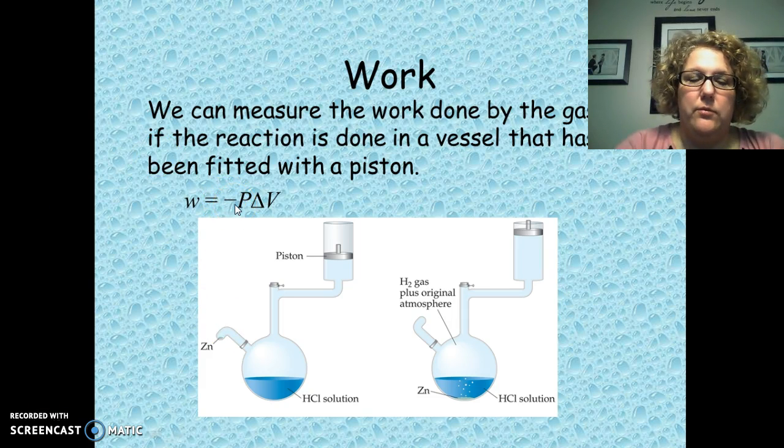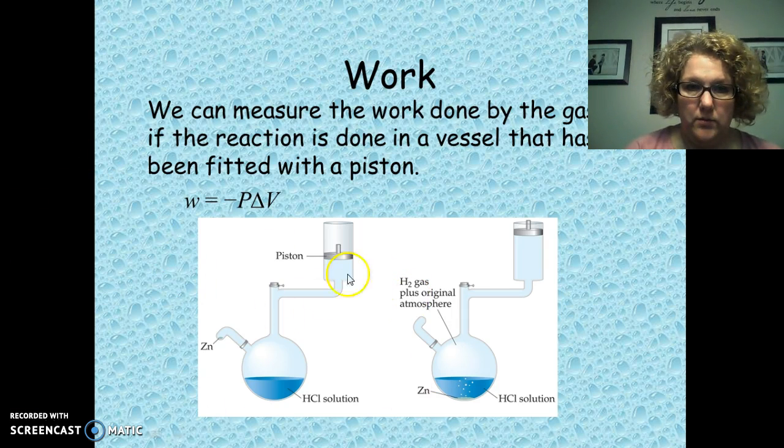Well, remember, if the system does work, then work will be negative. So this is here so that we'll have a negative answer when we're done if the system did work. If work was done on the system, then the system was squeezed and we have a negative change in volume. It decreased in size. So our negative change in volume times our negative pressure, negative times a negative, gives us a positive W, like it should have if work was done on the system, if the gases were squeezed.